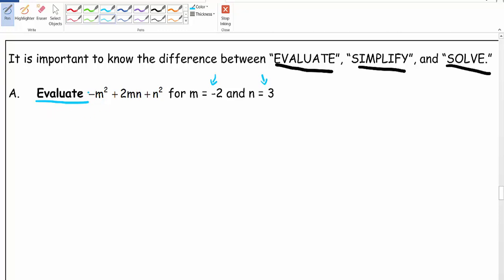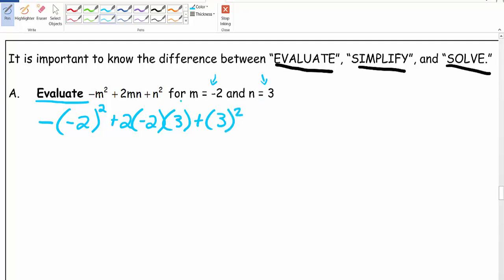So we have this negative right here. And then instead of m, we dump in parentheses what m actually is. We see over here that m is negative 2, and that's exactly what we're going to put inside the parentheses. Then we have that little squared up here, that exponent. And then we have our plus 2 times, instead of m, we're replacing it with our negative 2, so in parentheses again, times n, which is positive 3. Plus our n squared. So in parentheses we have n, 3 raised to the second power.